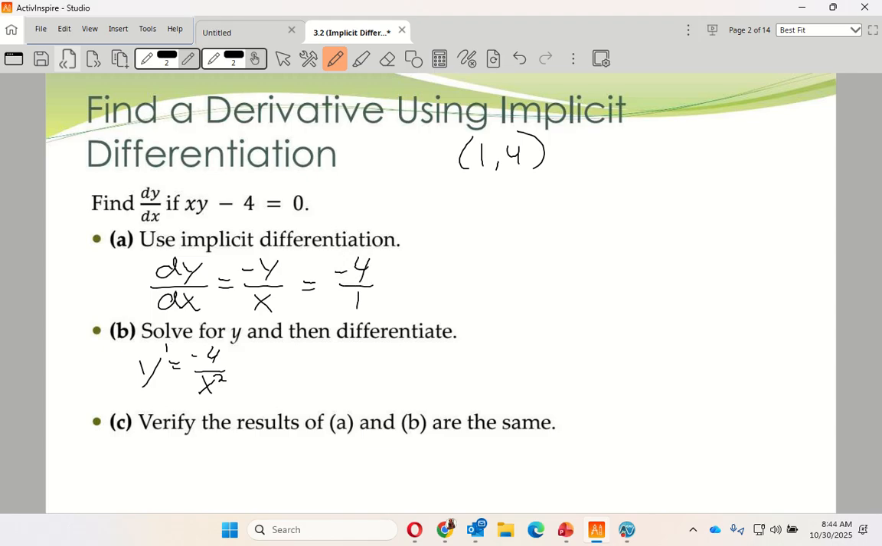Okay. Now can I do it again over here? So I don't need the y value, I only need the x value here. So that's going to be negative 4 over 1 squared, which is still negative 4 over 1. Does it give me the same thing? Yes, it does.